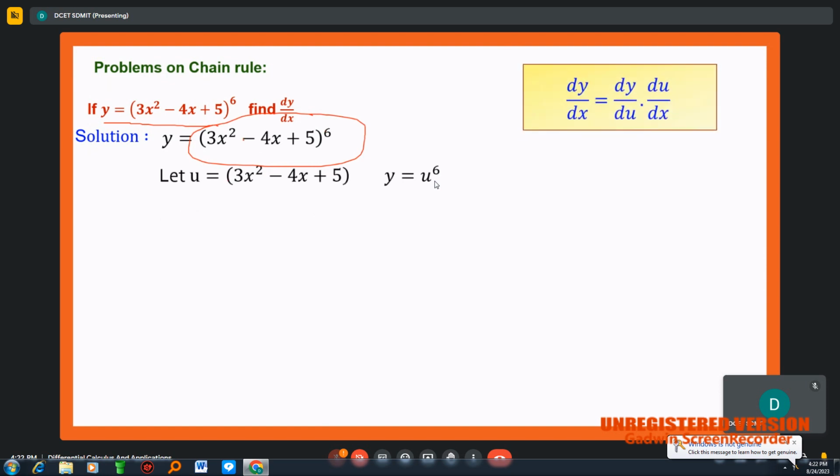Now we consider u to be this function, u = 3x² − 4x + 5. Then what do we get for y? y is equal to u to the power of 6.